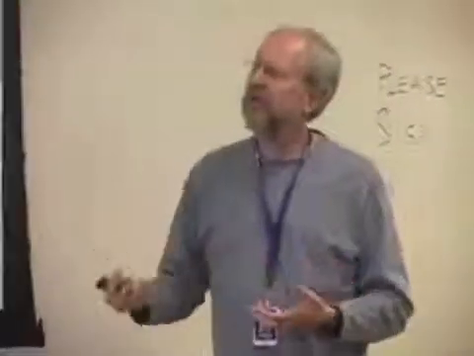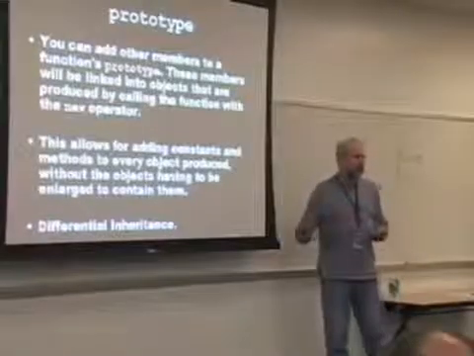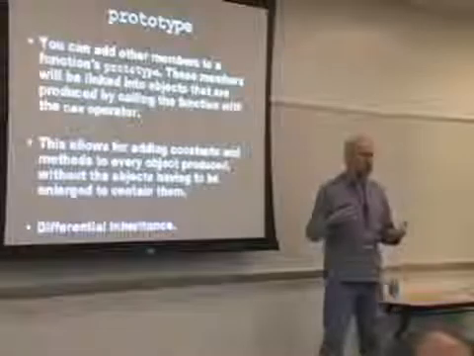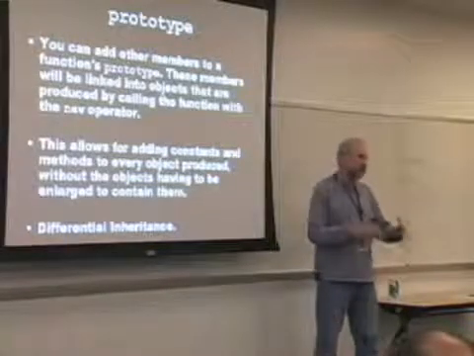You can add other members to the function's prototype. These members are linked into objects that are produced by calling the function with the new operator. This allows for adding constants and methods to every object produced without the objects having to be enlarged to contain them, because they inherit those from the prototype. Some people call this differential inheritance, in which we only specify the differences from one generation to the next.